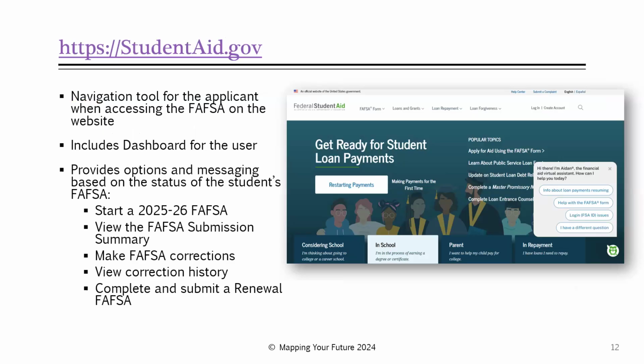So for filling out the FAFSA, you'll go to this website, studentaid.gov. What this does is it is a navigation tool for the applicant when accessing the FAFSA on the website. It's going to have your user dashboard, and it's going to provide different options and messaging based on the status of the student's FAFSA. So on the site, you can take care of anything related to your financial aid, including starting a 25-26 FAFSA, viewing your FAFSA submission summary and your student aid report, making FAFSA corrections, viewing correction history, providing missing signatures, and then completing and submitting a renewal FAFSA.